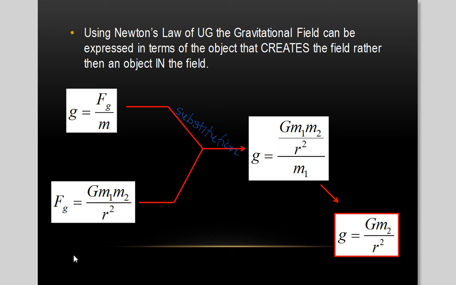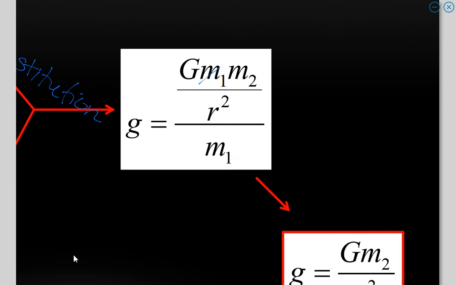Okay, so we know that little g is equal to Fg over m. We know that one. So what we're going to do is substitute this capital Fg with the other formula, Newton's universal law of gravitation. We're going to sub this into Fg: the G m1 m2 over r squared, we're going to substitute right there. Now look what happens in the math. This mass will cancel with this mass here.